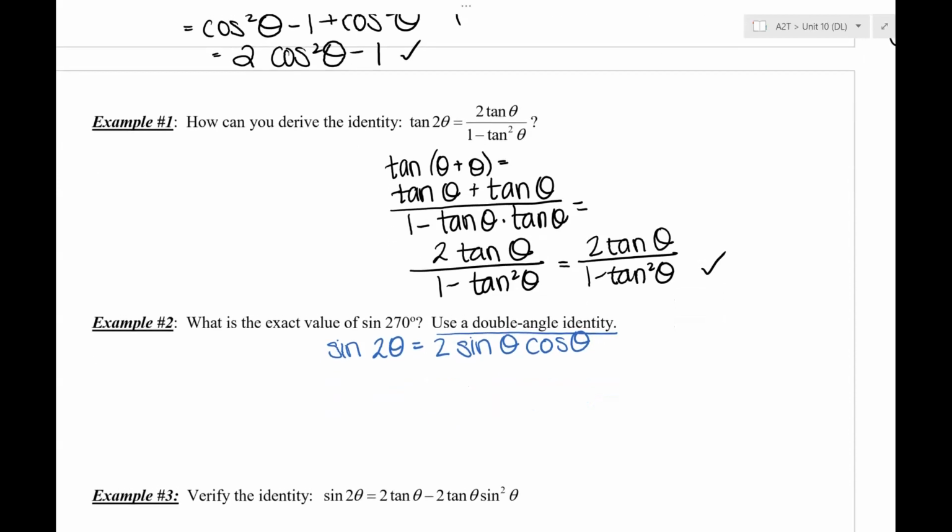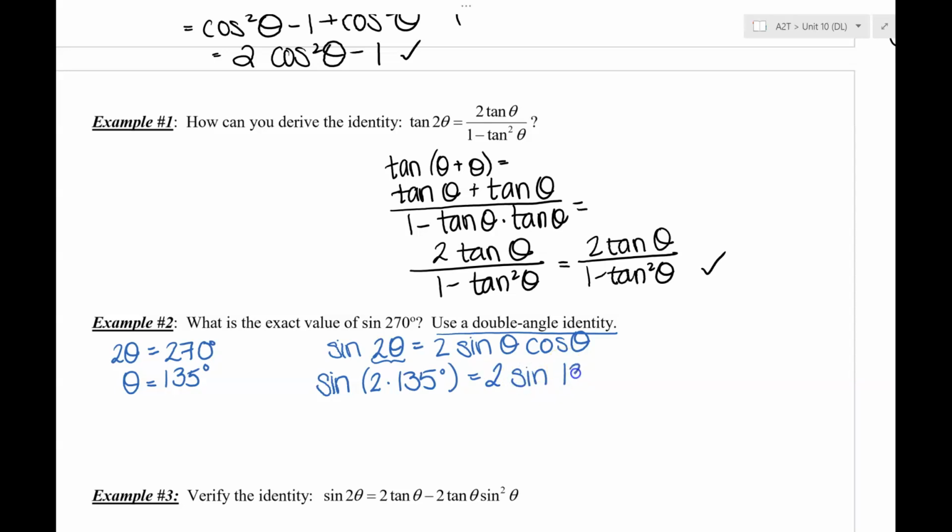Well, I'm supposed to use a double angle identity, and I need 2 theta to be 270 degrees. I'm not trying to make some funky new change, right? We genuinely need it to be 270 degrees because that's what's given. So if I cut this in half, I'm going to get 135 degrees. So our theta is going to be 135 degrees. That's what we'll plug into the identity. So when you're asked to use a double angle identity, you need to cut the original angle in half to find what your theta is going to be.